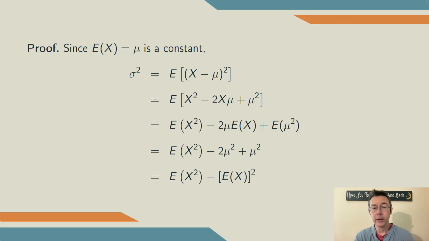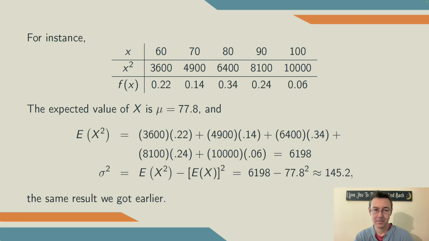After we've done that, we can rewrite E of x as mu. So the middle term becomes minus 2 mu squared. And the last term is just the expected value of a constant, mu squared. So the expected value of mu squared is just mu squared. Simplifying a little bit, writing mu as E of x again, we established the theorem.